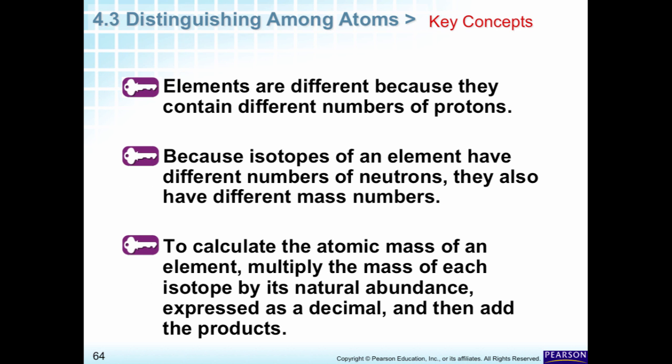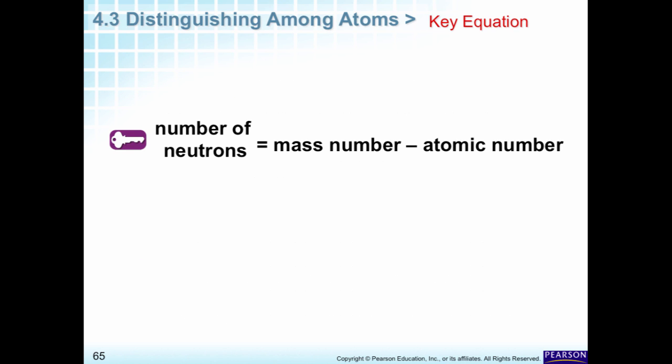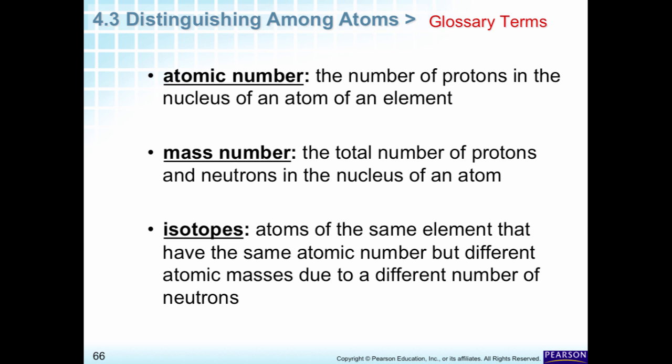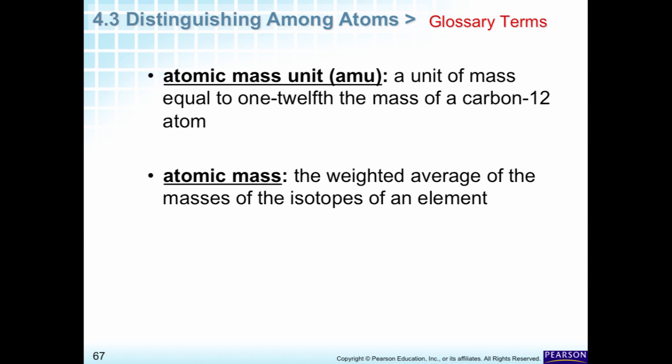Here are the summary concepts that we looked at. You might want to write that down in your notes. This is how we figure out the number of neutrons, mass number minus atomic number. Here's your definition. Stop the video. Write these down in your notebook. Same with these.